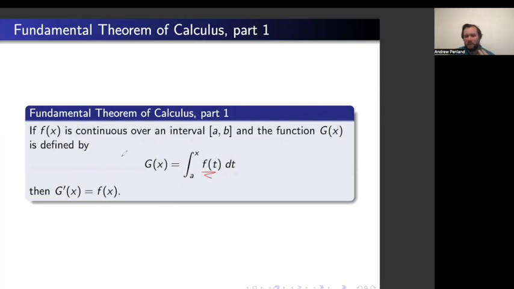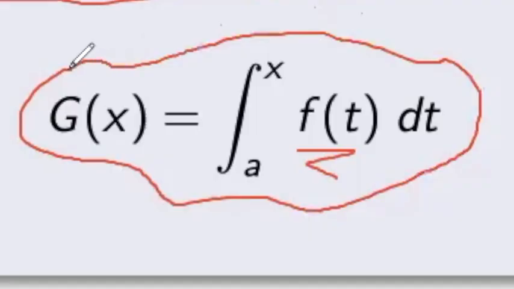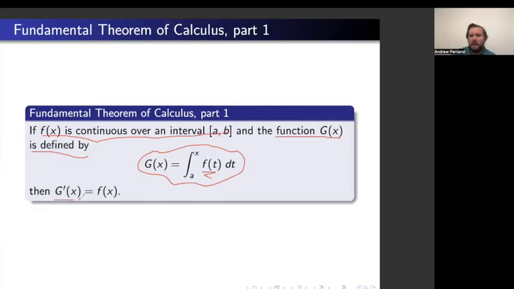Let's say this precisely. So if f of x is a function that's continuous over an interval a, b, and the function g of x is defined by this expression, where g of x is the definite integral from a to x of f of t dt, then when we take the derivative, g prime of x, we just get the original f function.